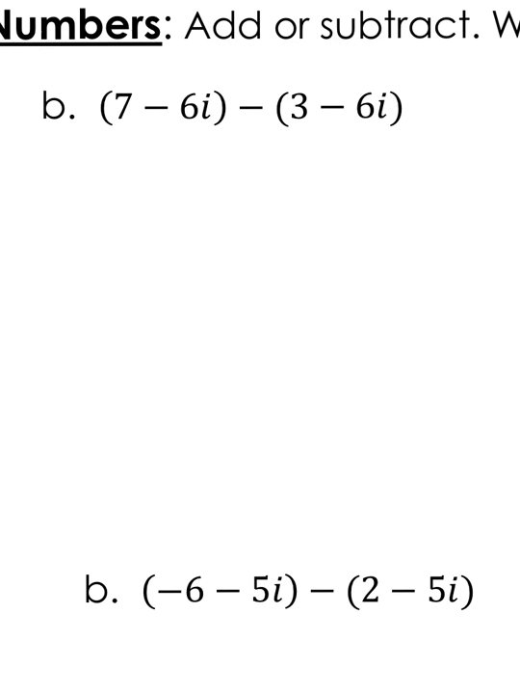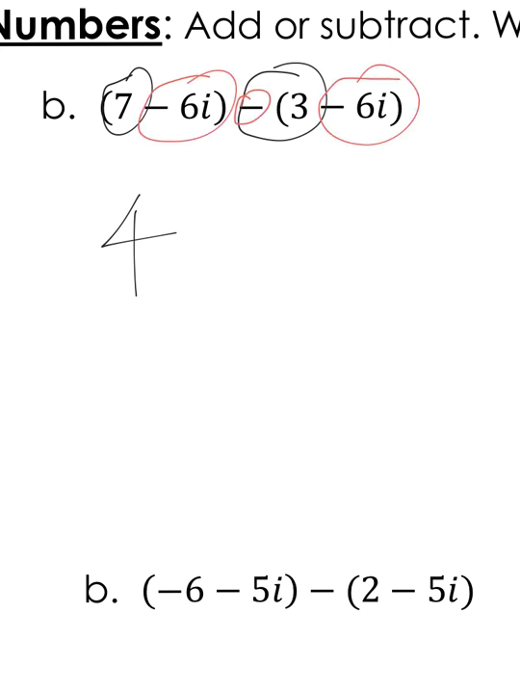So what is 7 minus 3? That would be 4. And then what is negative 6i minus negative 6i? So that would become negative 6i plus 6i, and that would just make 0i, wouldn't it? So, hey, guess what? 4 is the final answer.